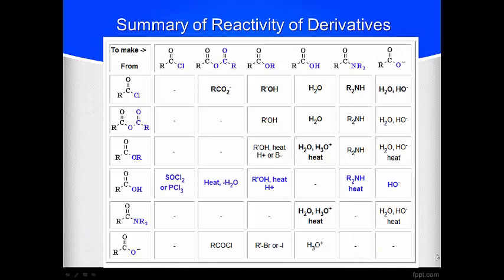So let's have a look at the summary of reactions and the derivatives. How do we make a carboxylic acid into an acid chloride? We can use thionyl chloride. It just shows you here the sort of reactions that can occur, and the ones that we will be focusing on are on your extra sheet.